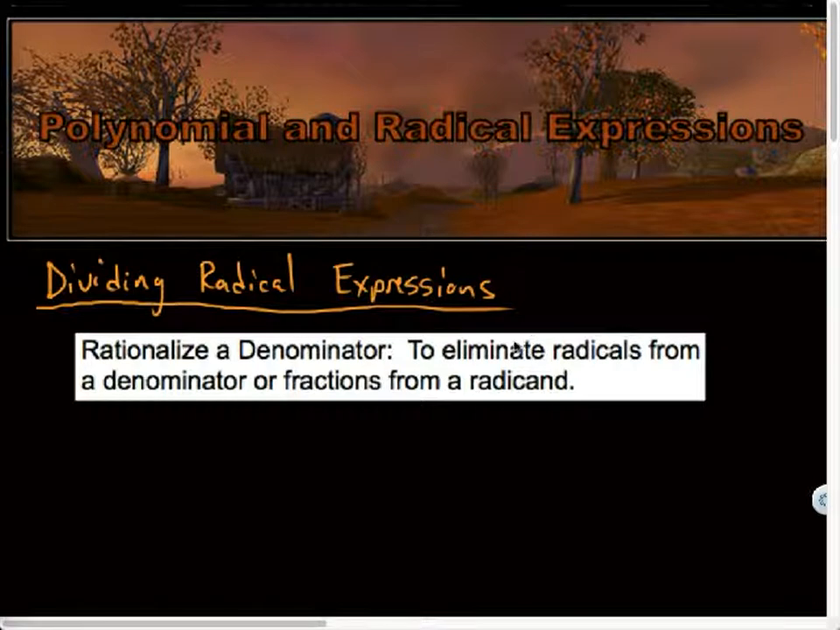Greetings and welcome, friends. Today we're going to talk a little bit more about dividing radical expressions. We mentioned it briefly in our previous lesson. But first, a little terminology.